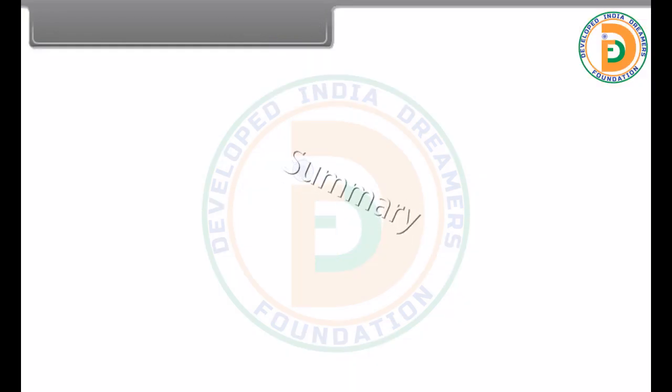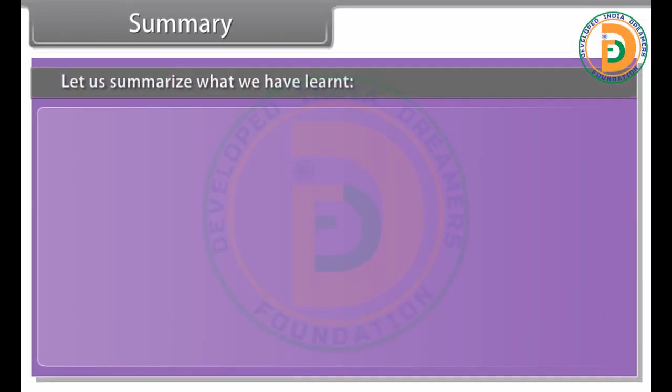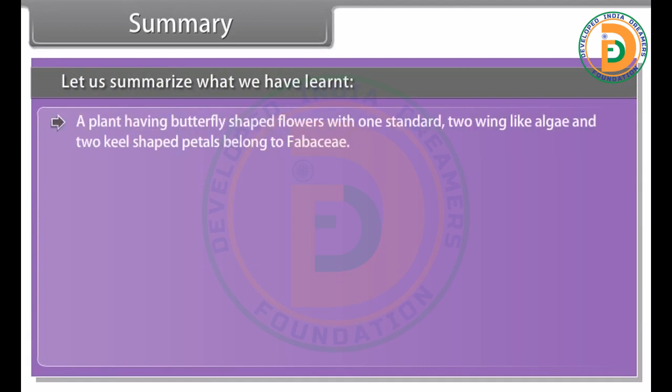Summary. Let us summarize what we have learned. A plant having butterfly-shaped flowers with one standard, two wings and two keel-shaped petals belongs to Fabaceae. The example of a trimerous, unisexual flower is Cocos nucifera.